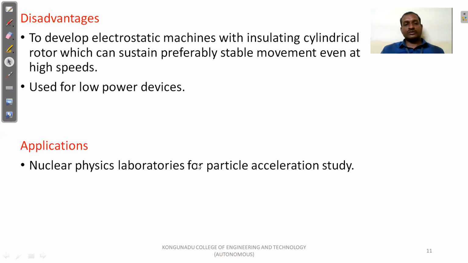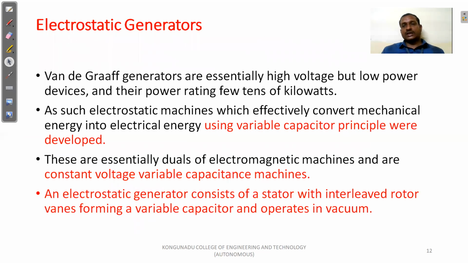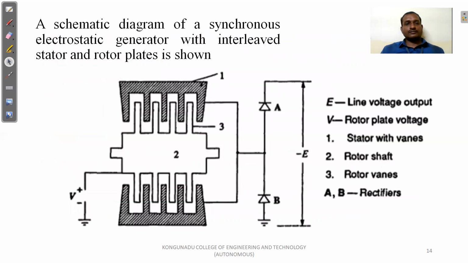Applications: nuclear physics laboratories for particle acceleration study. Next, the electrostatic generator. The electrostatic generator is used to produce high power, because the Van de Graaff generator is only for low power ratings. It replaces electromagnetic machines and also constant variable voltage capacitance machines. It works under the variable capacitance principle. It has a stator and interleaved rotors and is operated under vacuum conditions.